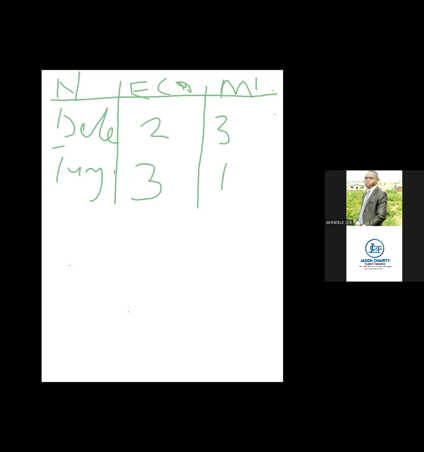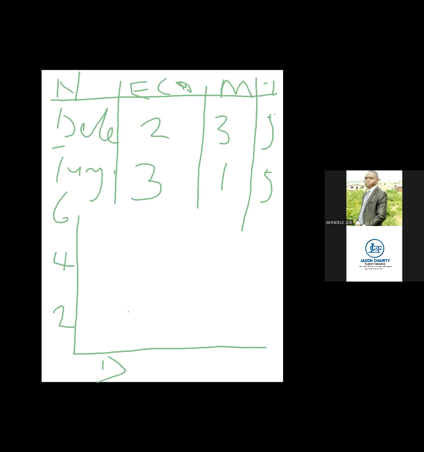Now, the first thing you have to do is the total. Now, what is the total? The essence of the total is that when you want to draw your chart, you will be able to know the scale that you are going to use for it. Now, we have the least to be 1, and the highest to be 5. You can also pick a scale of 2, 4, and then 6. Now, the first thing we have to draw is for Dele.